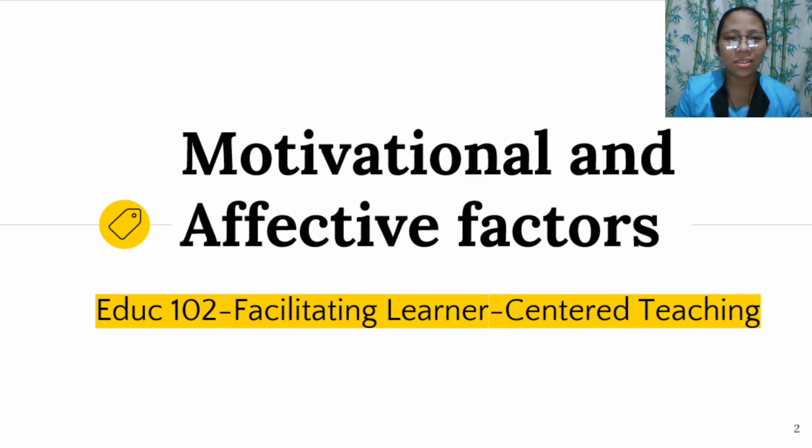In our first lesson in our subject, EDUC 102 Facilitating Learner-Centered Teaching, Chapter 1 is Learner-Centered Psychological Principles. Lesson 1 is all about learning principles associated to cognitive, metacognitive, motivational, and affective factors. Recent reporters had already discussed the cognitive and metacognitive. So now, our discussion will be focusing on motivational and affective factors.